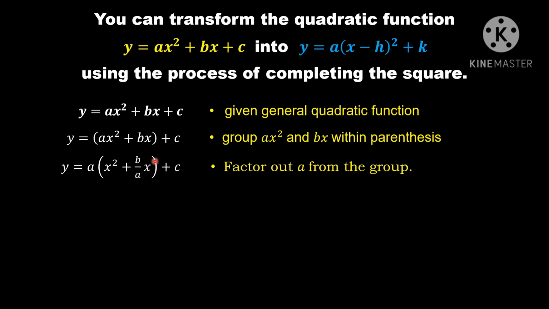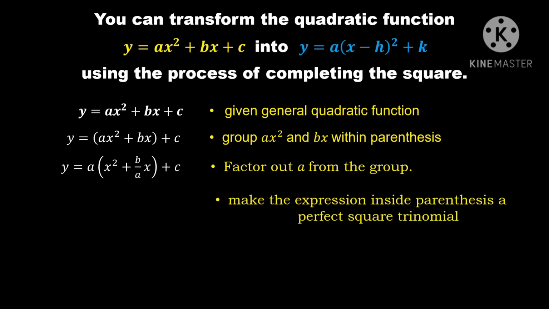Okay? So that if we put back a inside the parentheses, it will become ax squared plus bx again. So a times x squared, you have ax squared. A times b over a is b, x. Okay, so it should return to the original here. Okay, so what is next here?